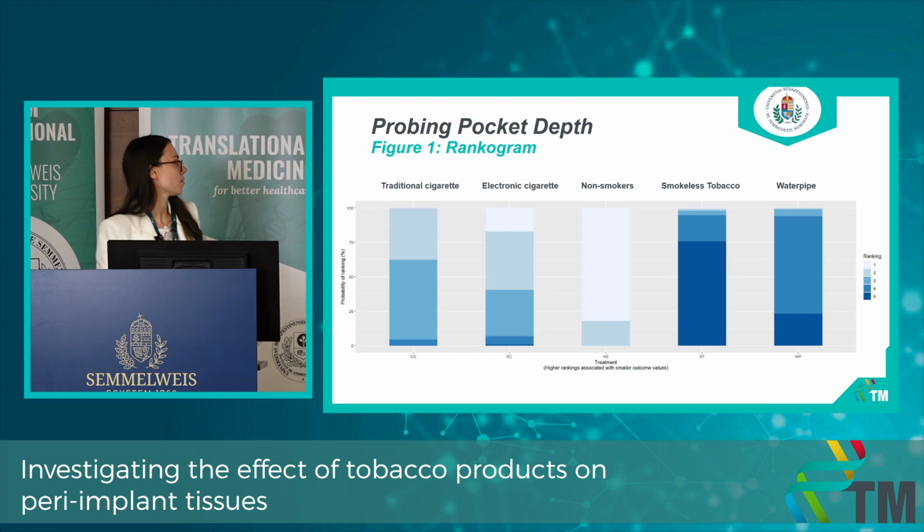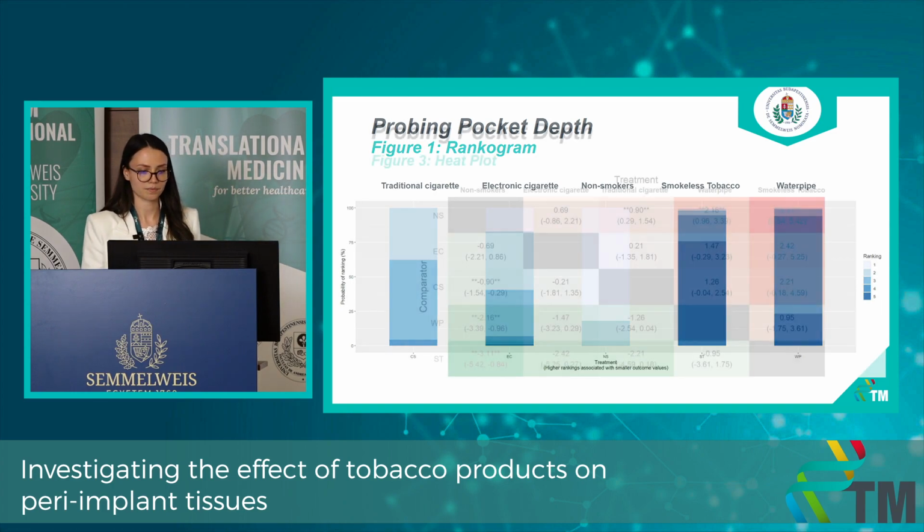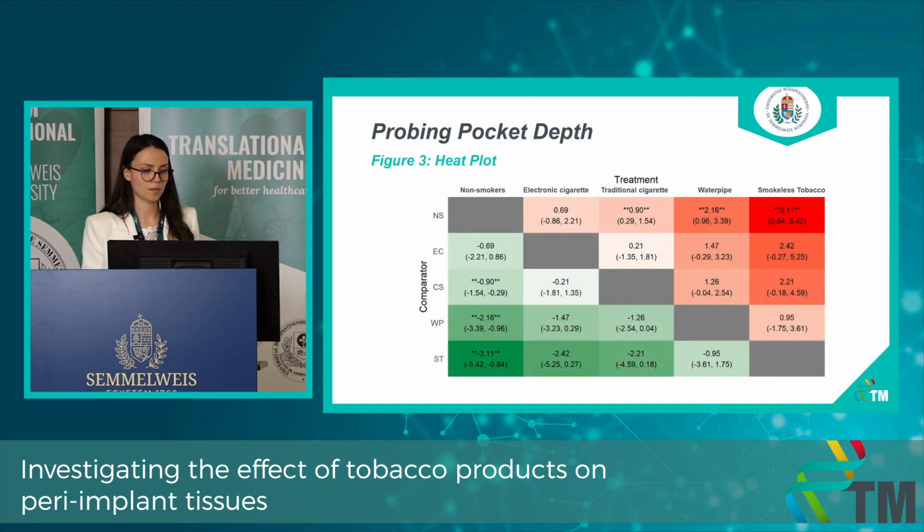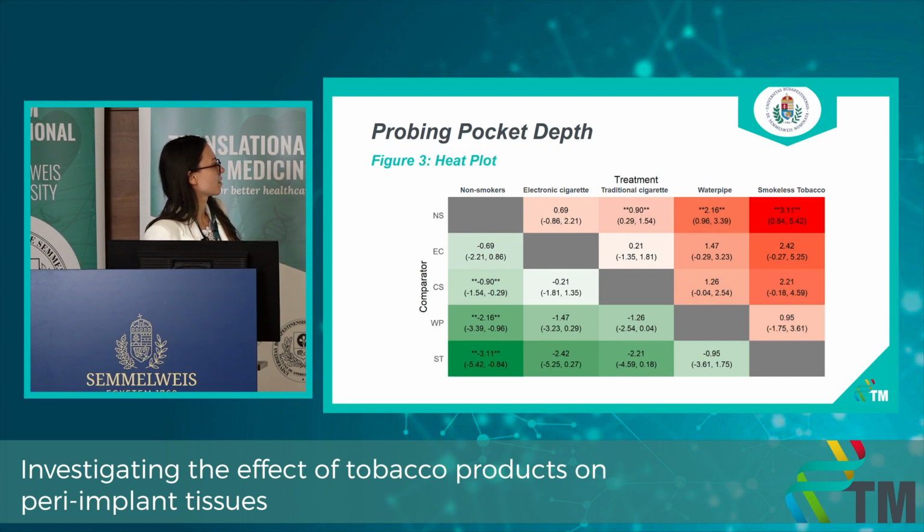So on the rankogram, we can again see that non-smokers presented the smallest probing pocket depth, followed by electronic cigarette users, then the traditional cigarette users, on the 4th place the water pipe users, and again 5th place the smokeless tobacco users. In the heat plot, again, we experienced statistically significant differences when we compared traditional cigarette smokers, water pipe users, and smokeless tobacco users to non-smokers.